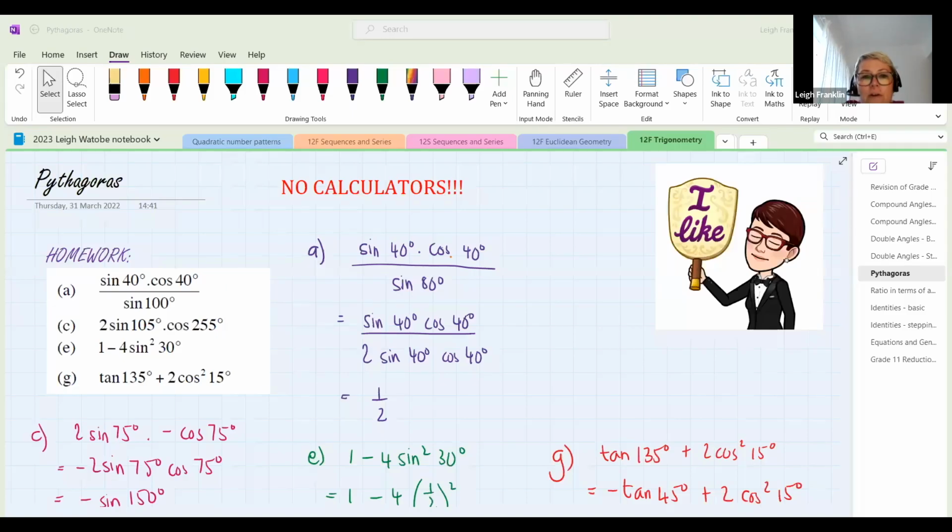Answers to the homework that was given. I hope everybody got a chance to do that. So question A is the one that's in purple.